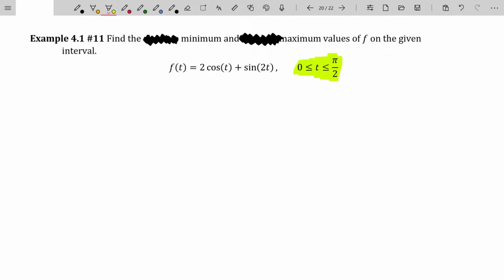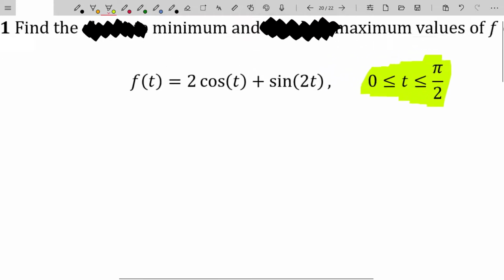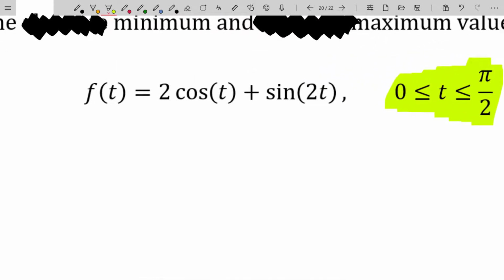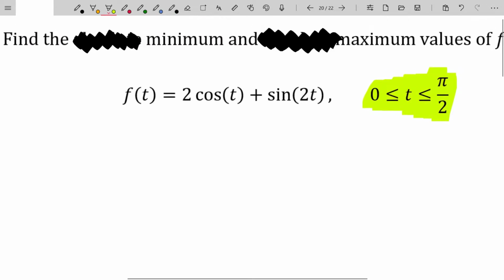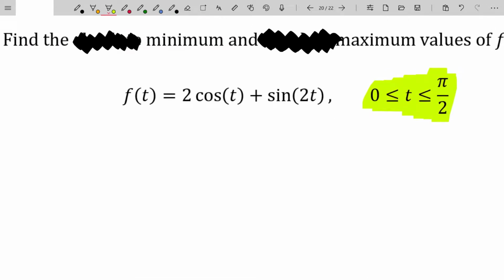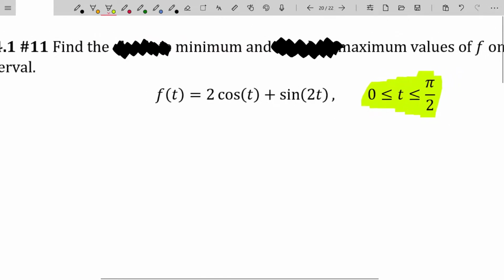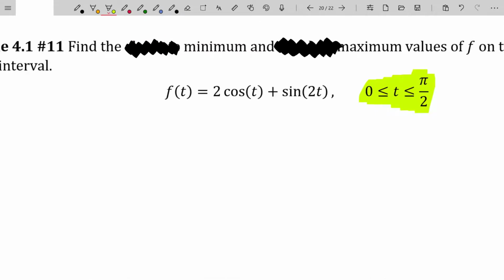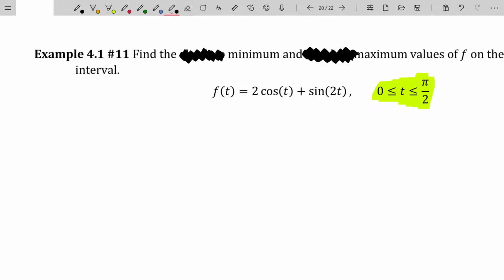Not a big deal. If somebody asked me to graph this, 2 cosine of t plus sine of 2t, by hand, I'd probably scoff a little bit maybe. But it's mainly because you don't want to graph a combination of functions by hand. But in calculus, you can start to. So let's go ahead and evaluate the function at the edges of the interval.